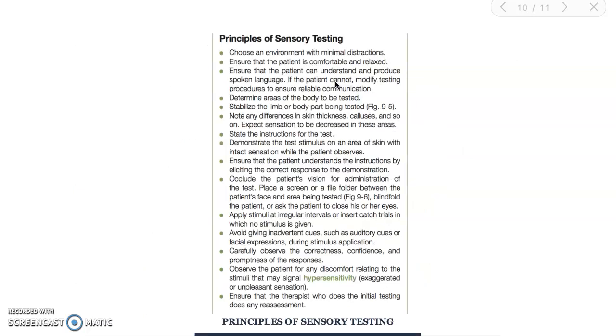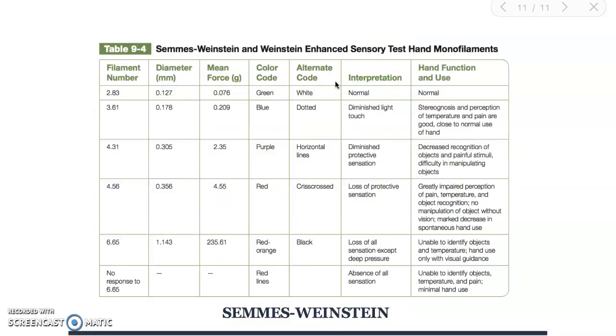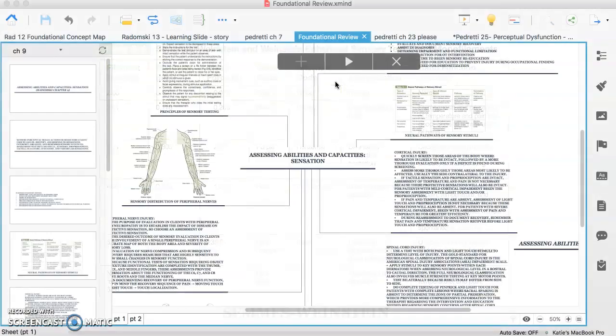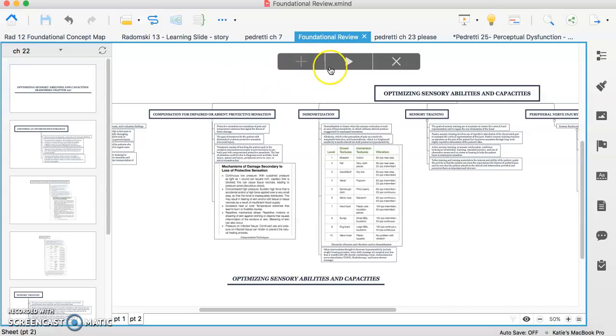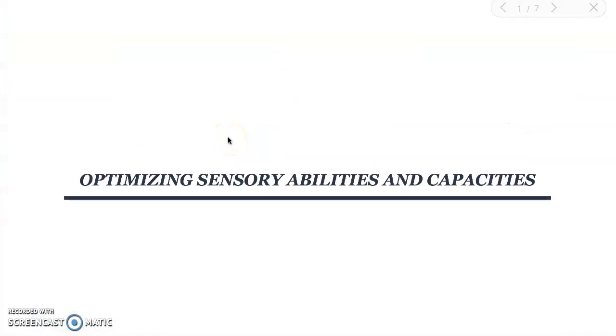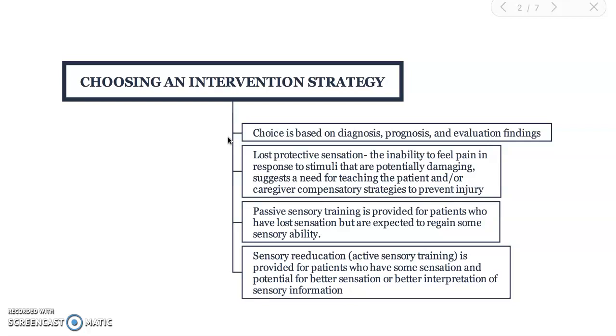And then these are the principles of sensory testing. Again, if you want more information on these, this is chapter 9 in Radomski. And then here's the Semmes-Weinstein monofilaments table. This just goes through the monofilament number and what the interpretation and the functional hand function use would be. So now we're going to switch gears and go over to chapter 22 in Radomski. This chapter is optimizing sensory abilities and capacities.